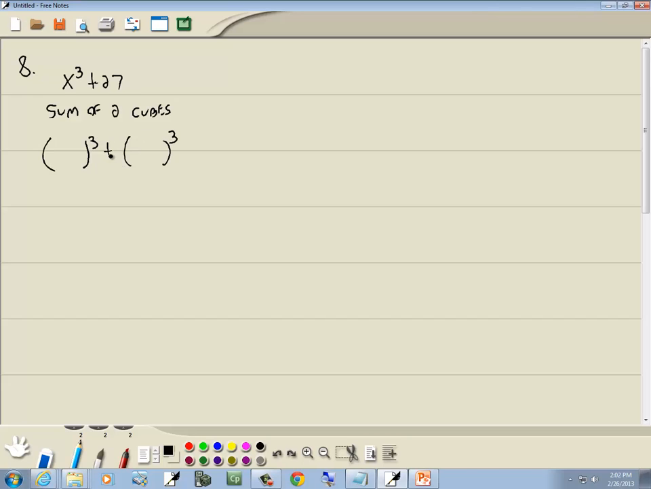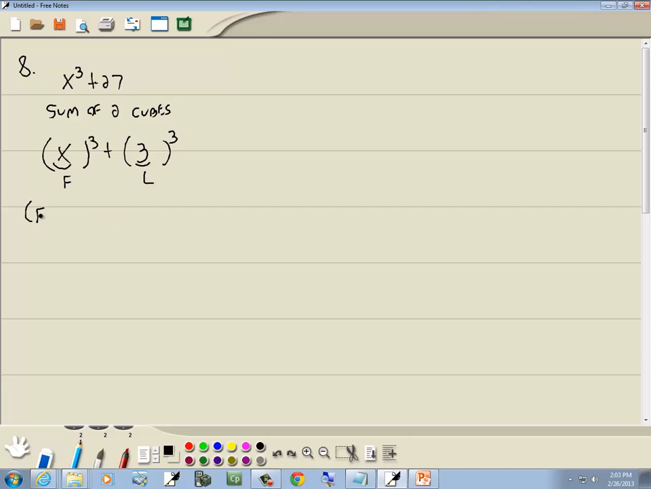This is similar to the difference of two squares, the kind of thought process. But instead of asking ourselves what times itself gives you this, you ask yourself what times itself 3 times gives you this. Like x to the third. X times x times x gives us x to the third. And the 27: 3 times 3 times 3 gives you 27. Now I'll label this as F for what's in my first set of parentheses. I'll label this as L for what's in my last set of parentheses.